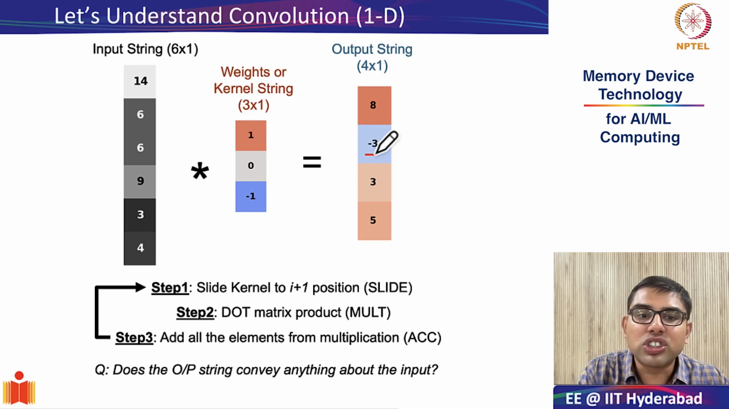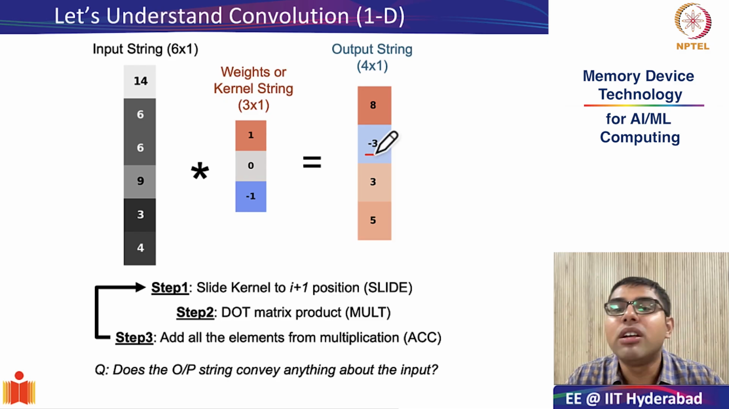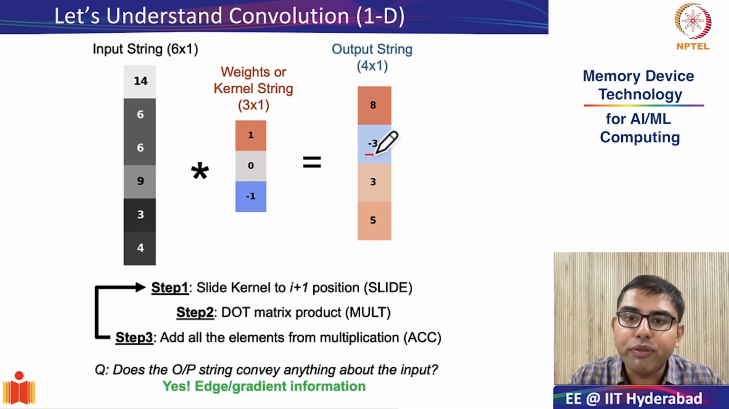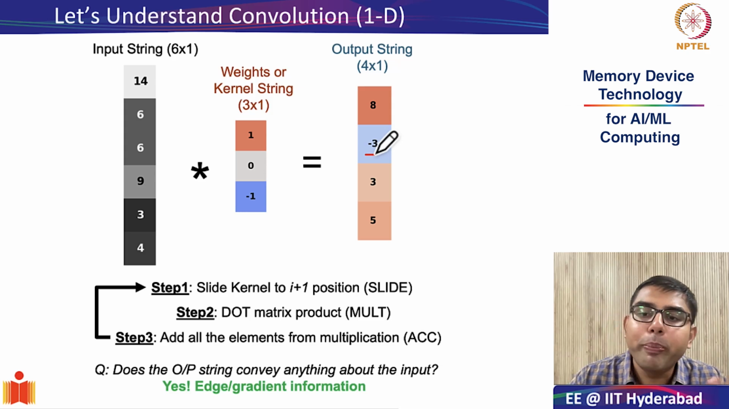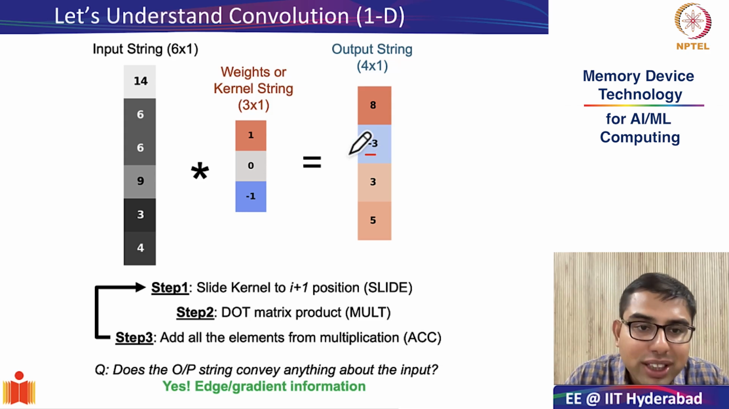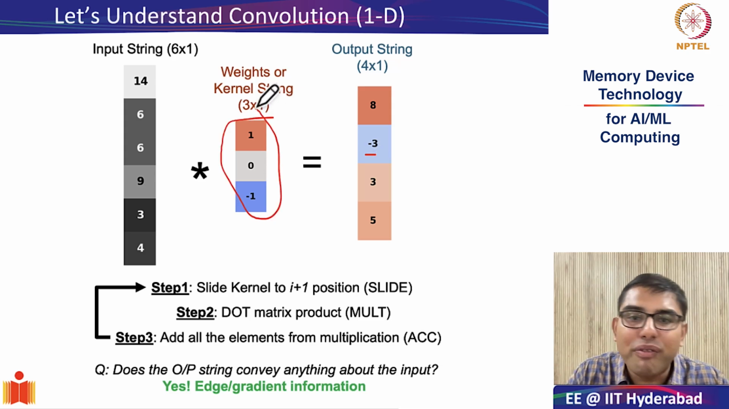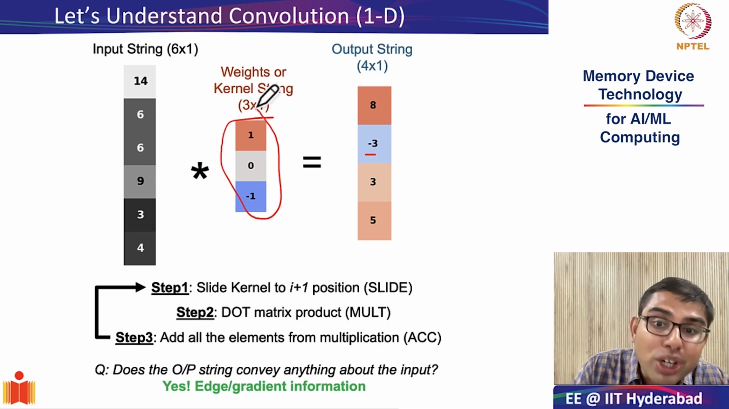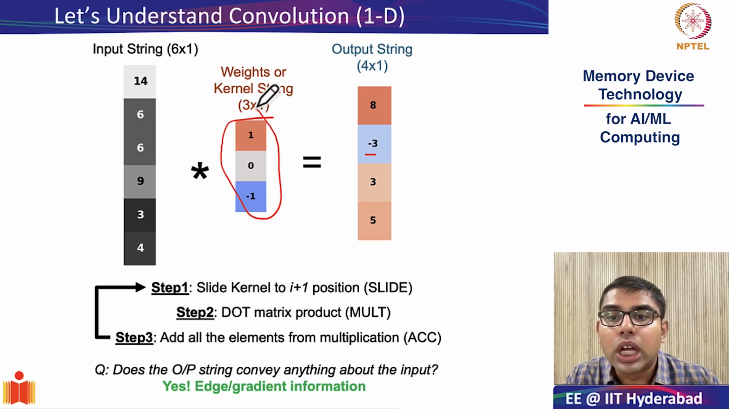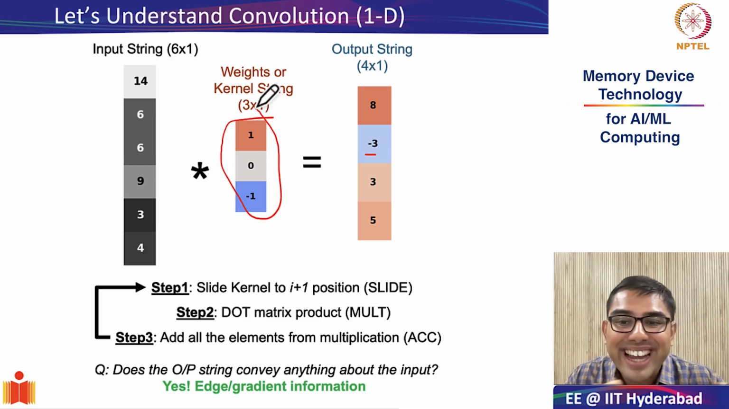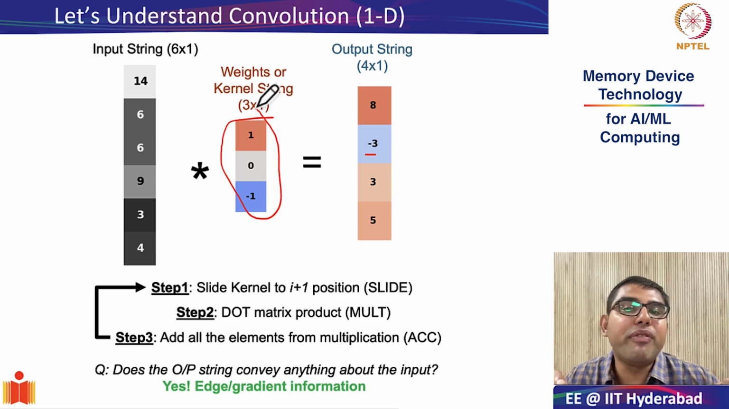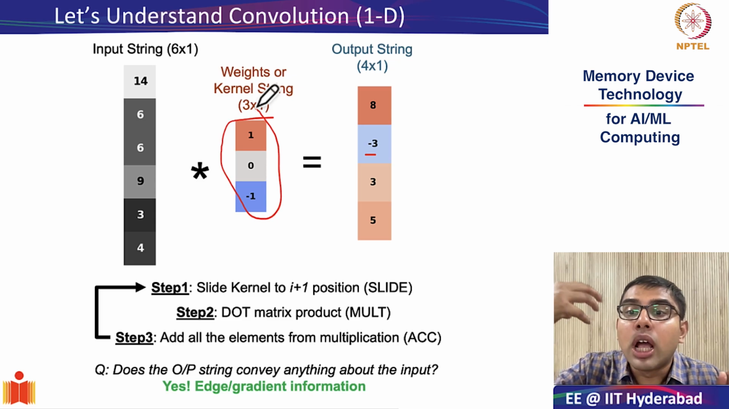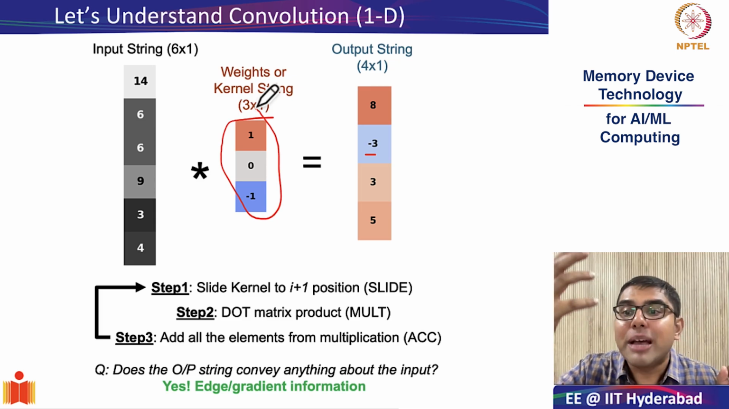So does the output string convey something about the input string? Absolutely yes. Please notice carefully, the output string produced by convolving the input with this very special kernel 1 0 minus 1 actually conveys the edge or the gradient information about the input string or input sequence. This kernel is a special kind of kernel called the discrete derivative filter. What it does is it subtracts the value 2 steps below from the value 2 steps above.